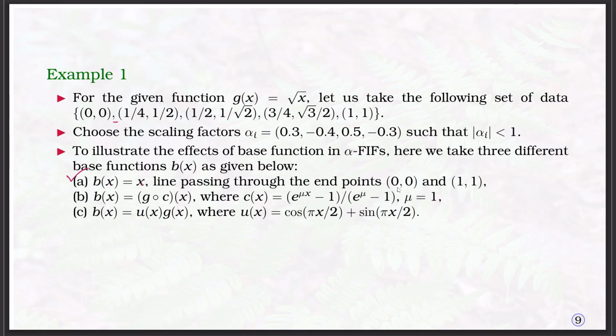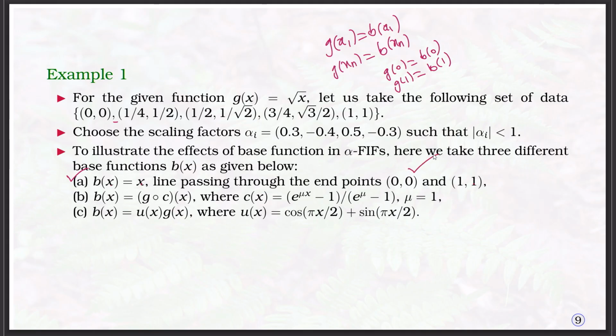So a line passes through these two points. Then g of x1 equals b of x1, as well as g of xn equals b of xn. If g of 0 and b of 0 are equal, and g of 1 and b of 1 are also equal, we have taken it like this. And similarly we can take b of x as like this one and b of x as like this one.